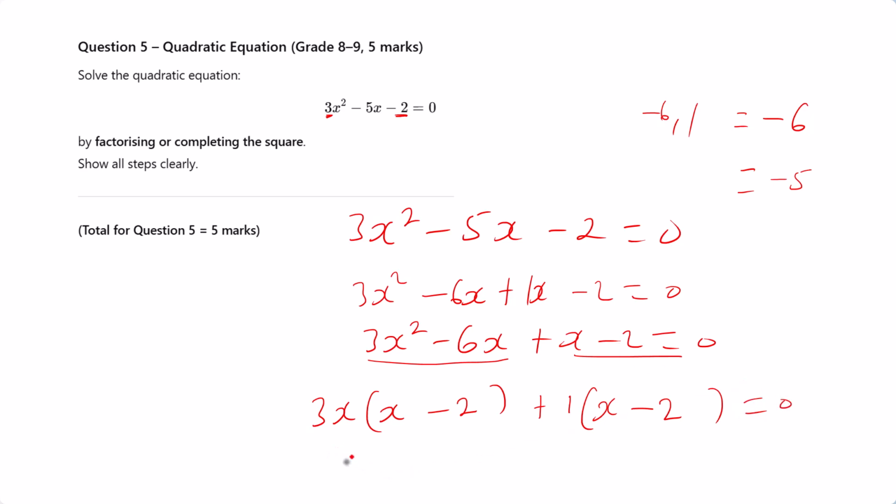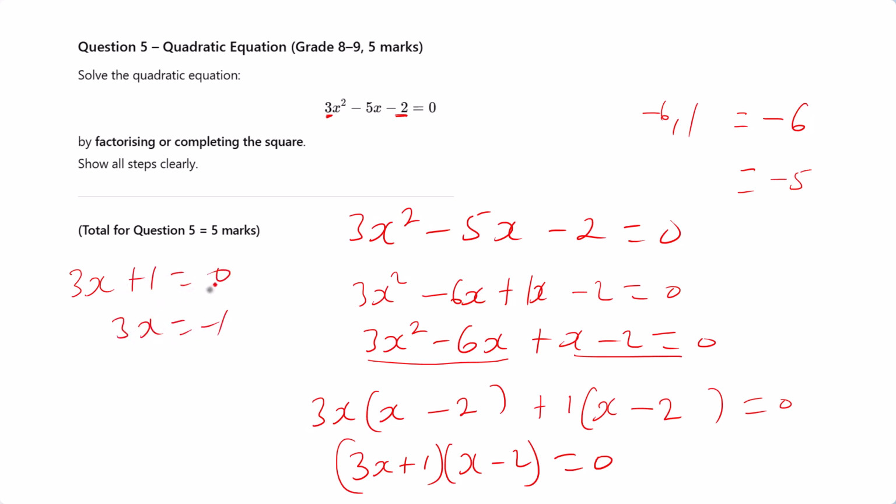At this point in time, the 3x plus the 1 will go in one bracket, and then you keep the other bracket, and that'll be equal to 0. So you factorize it. Now to solve it, I'm going to equate each bracket at a time to 0. And then if you take away 1 from both sides, we'll get 3x. And then if you divide by 3, this is going to be the value. So x is negative a third.